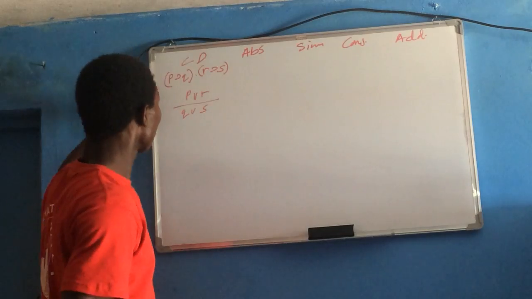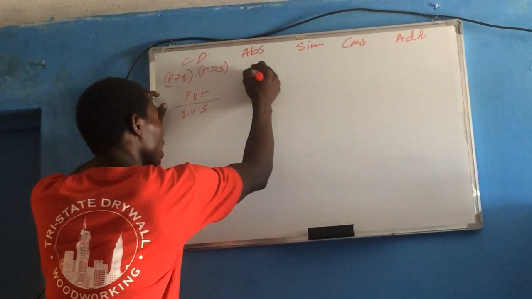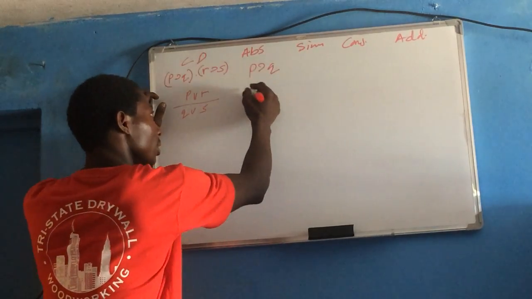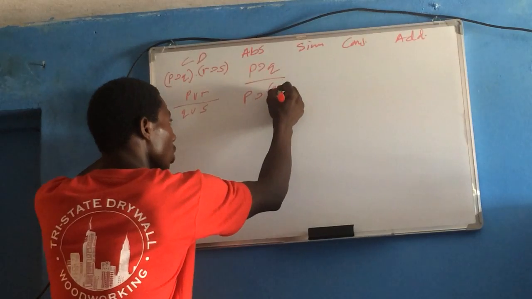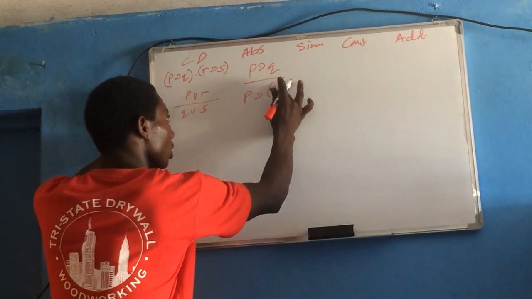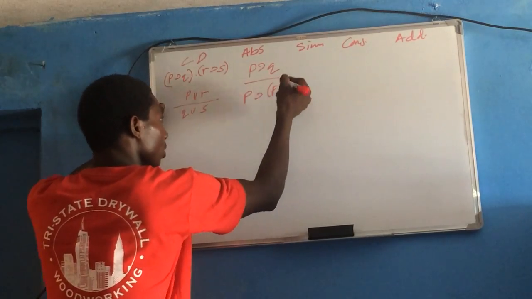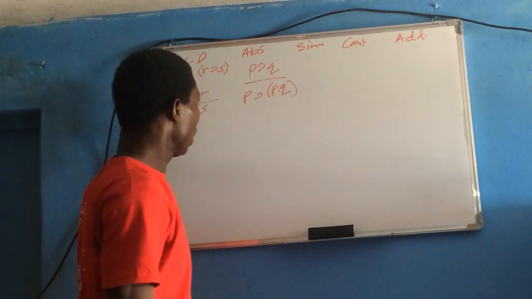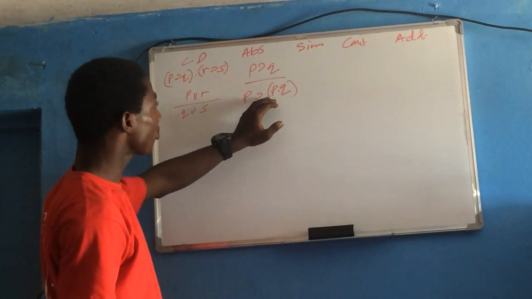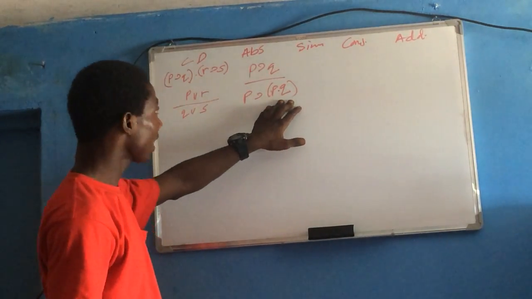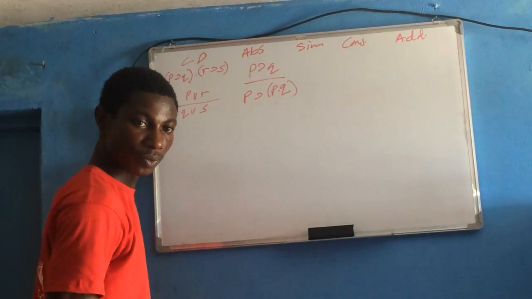Now, move on to absorption. Absorption says what? P implies Q, therefore P implies P and Q. Right? That is absorption. And simplification is trying to say what?